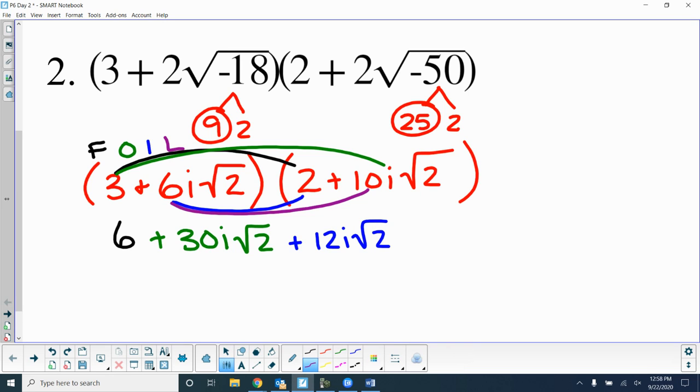All right. And then the last, again, 6i times 10i would be 60i squared. And then remember, the square root of 2 times the square root of 2 is the square root of 4. You do multiply those. That's what it looks like now that I've FOILed it. Any questions up to this point?